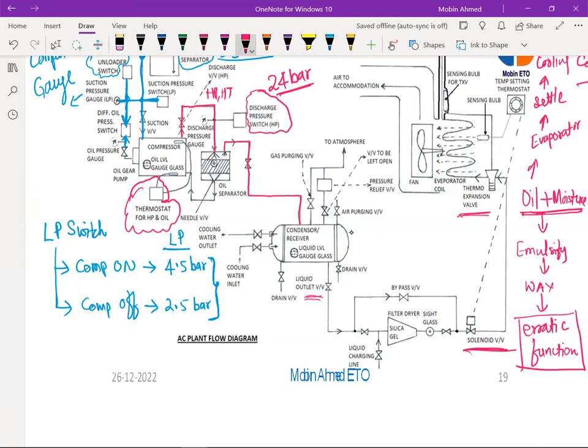to the condenser. Now the condenser, if it is a bigger plant, we are going to have condenser plus receiver. If it is a smaller plant, then condenser and receiver are the same. Now in the condenser, we have the tube. In the tube, we are going to have the cooling water. So the cooling water is going to come to this, and the condensation of the vapor will take place.